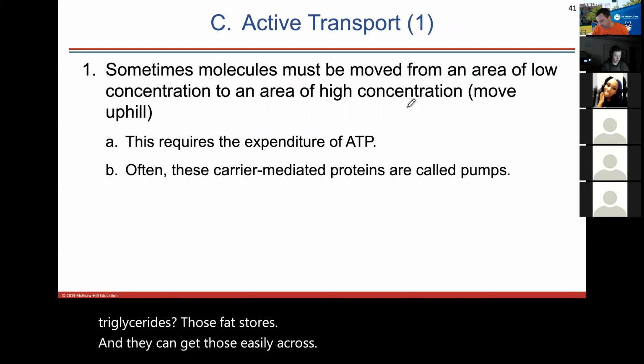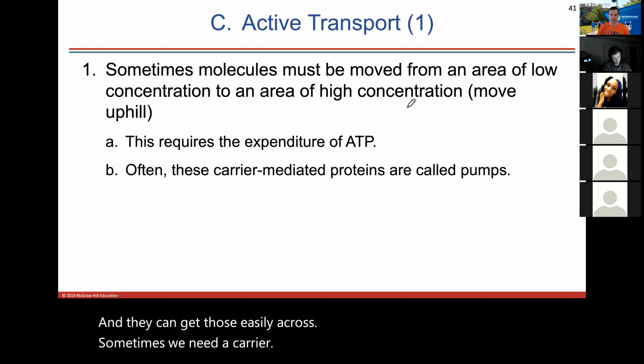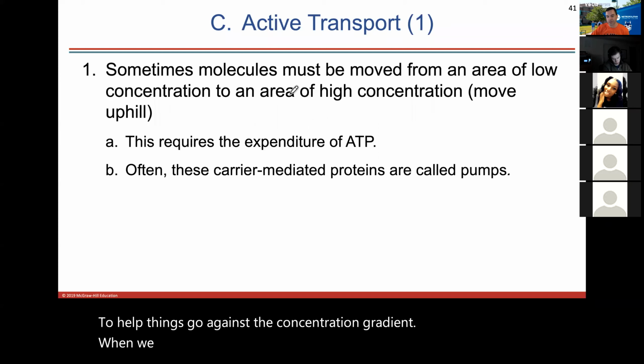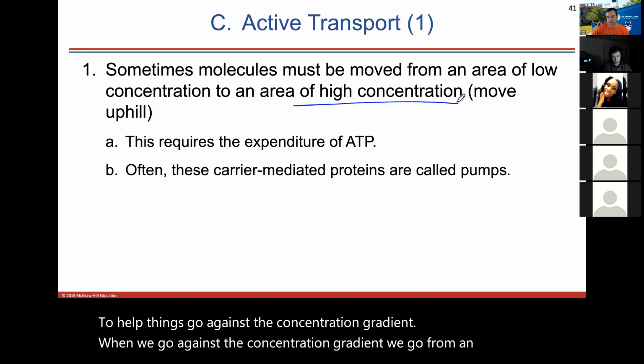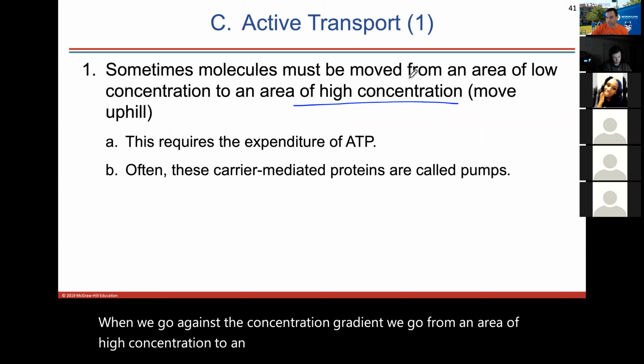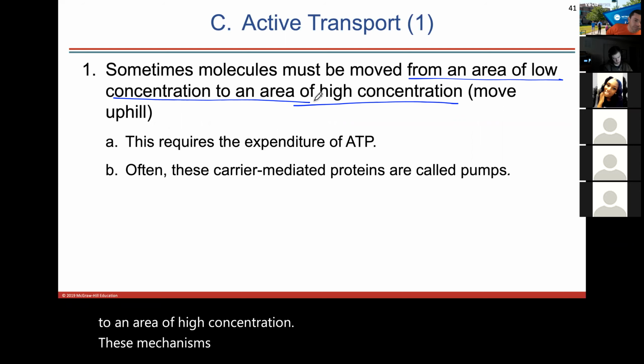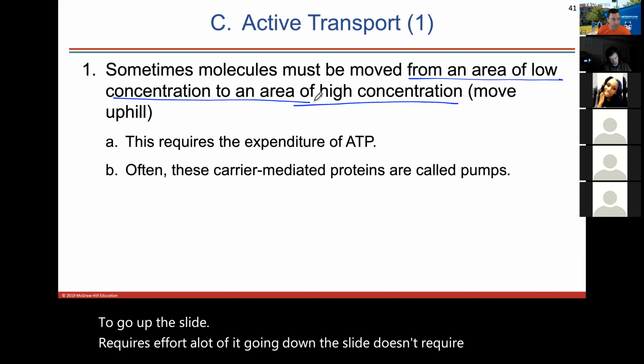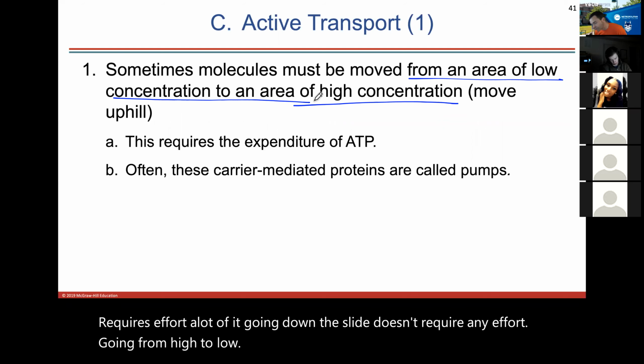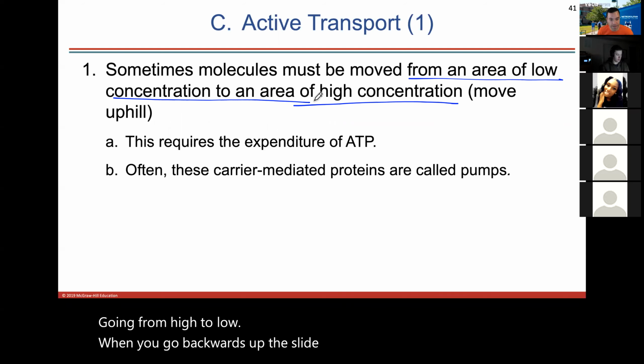Sometimes we need a carrier to help things go against the concentration gradient. When we go against the concentration gradient, we go from an area of low concentration to an area of high concentration. These mechanisms always require ATP. To go up the slide requires effort, a lot of it. Going down the slide doesn't require any effort, going from high to low. When you go backwards up the slide, that takes effort, and that requires ATP.